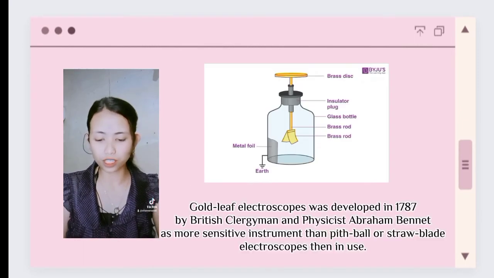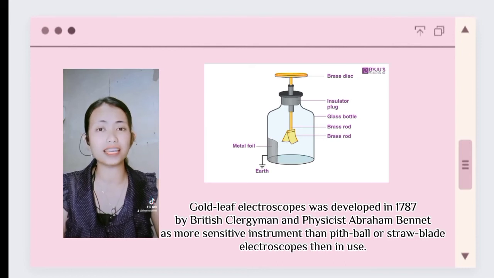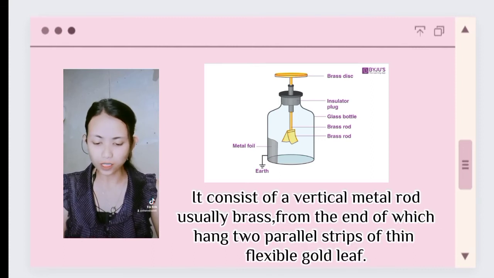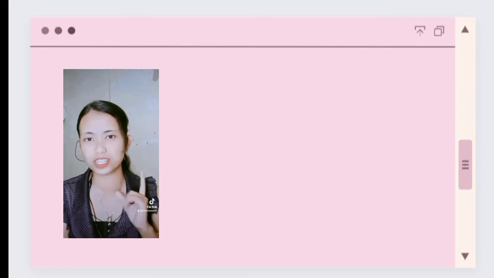The gold leaf electroscope was developed in 1787 by British clergyman and physicist Abraham Bennet, as a more sensitive instrument than the pith ball or straw blade electroscope then in use. It consists of a vertical metal rod, usually brass, from the end of which hang two parallel strips of thin flexible gold leaf. Watch this.